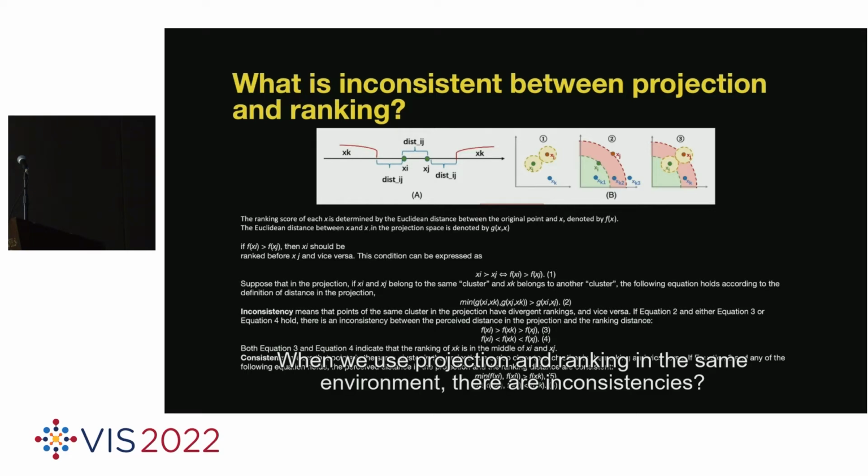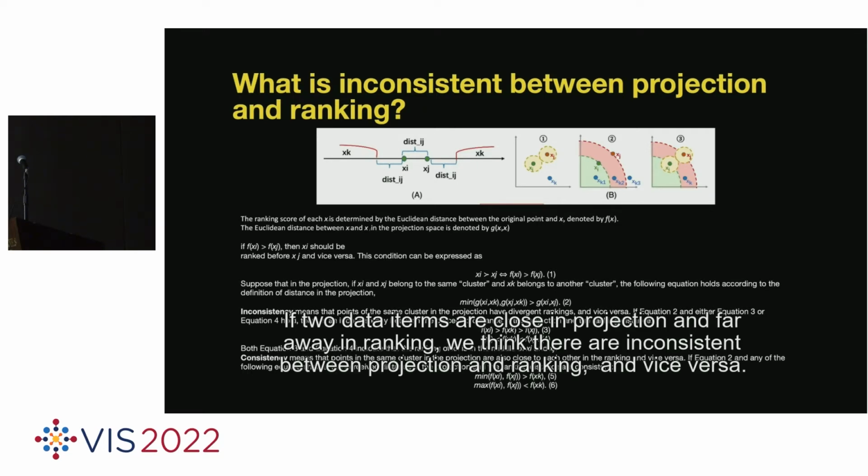When we use projection and ranking in the same environment, there are inconsistencies. If two data items are close in projection and far away in ranking, we think there are inconsistencies between projection and ranking, and vice versa.